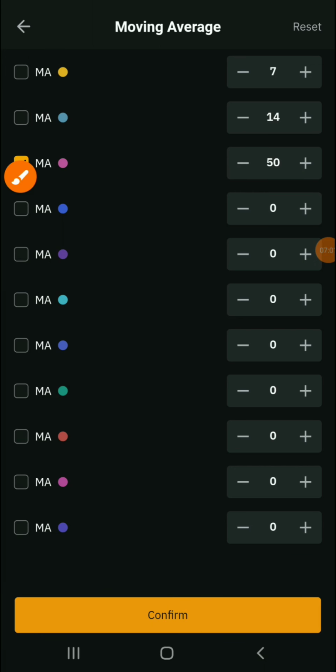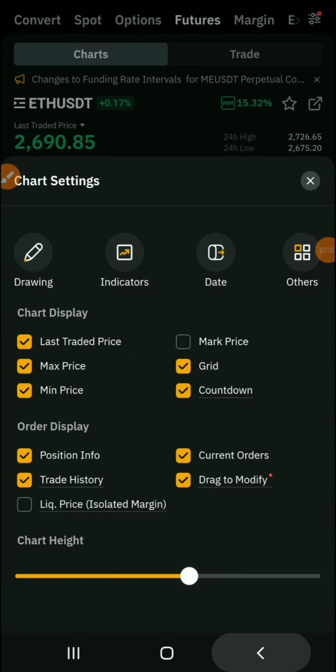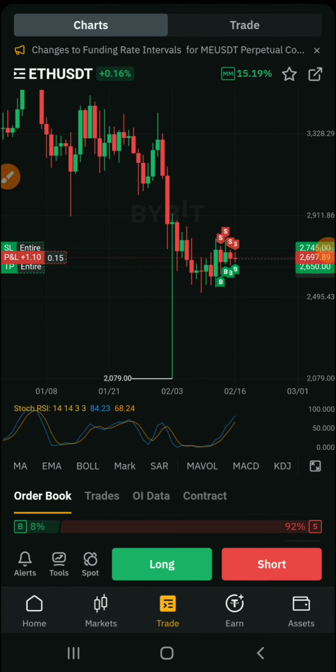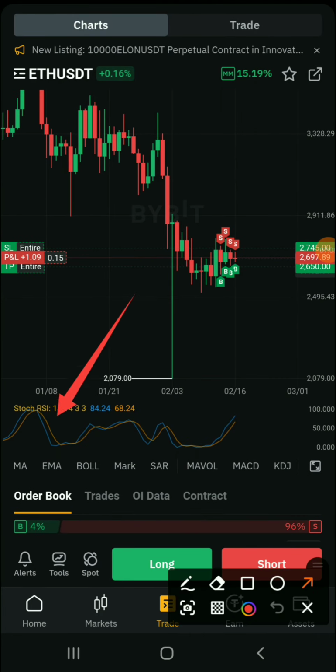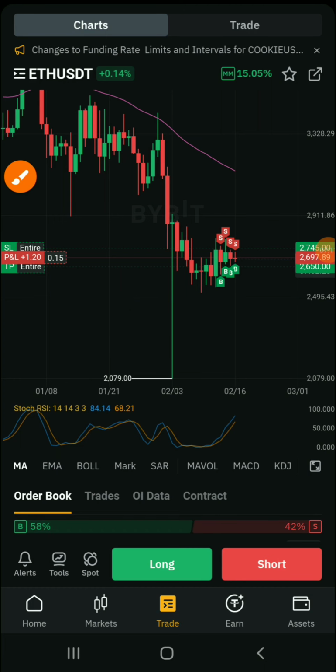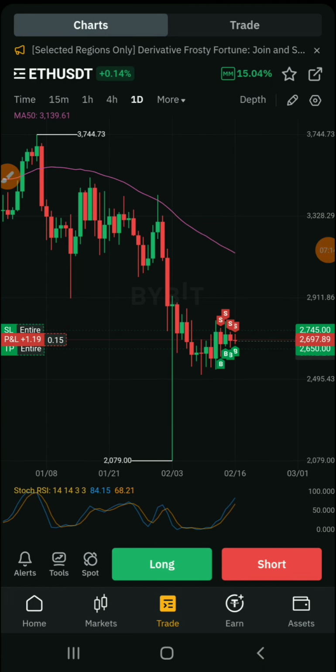When you're done with that, you just click on confirm and then go back to your chart and then toggle on this MA over here. Click on MA to toggle it on. If you click on MA, you're going to see a line appearing. So how can you tell if the market is going bearish on the overall daily time frame? The way you can tell is that if the current price of the market is below the MA50, then that means the market is going bearish.